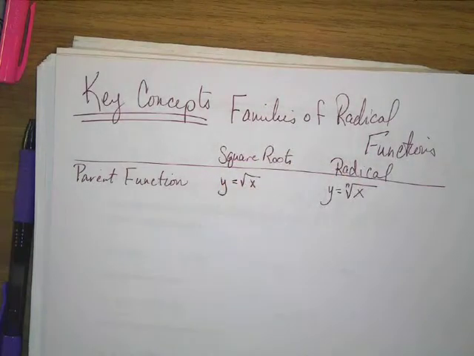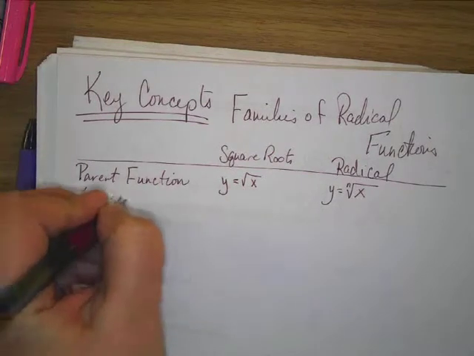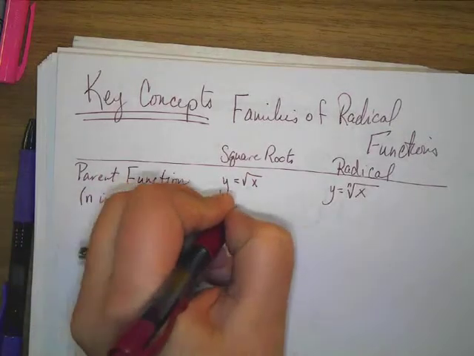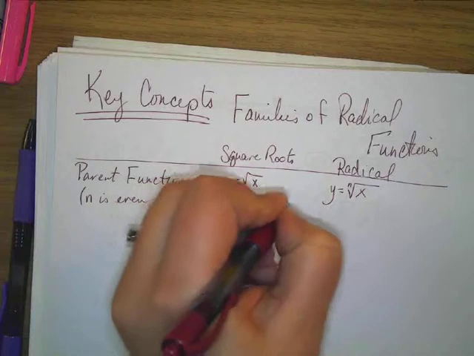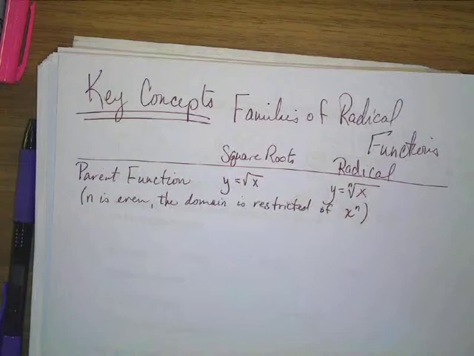In other words, we don't know what the nth root is. One thing I do want to note is that when n is even, the domain is restricted. For the inverse function of x to the n, when n is even, you have to restrict the domain because otherwise you cannot graph an inverse function. That's just how we get around it. So there's a parent function, and now we're going to go through the graphical transformations of said functions.